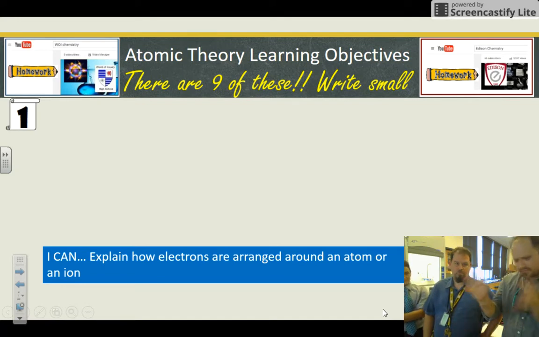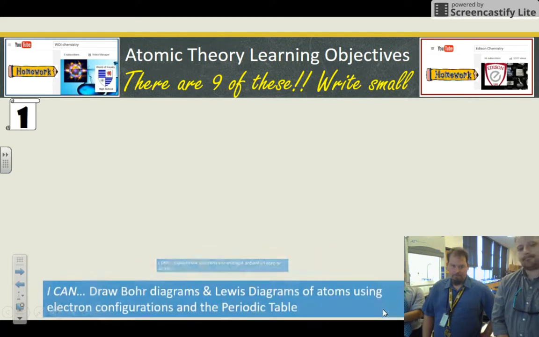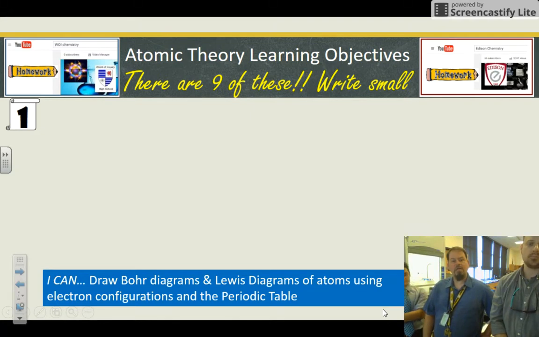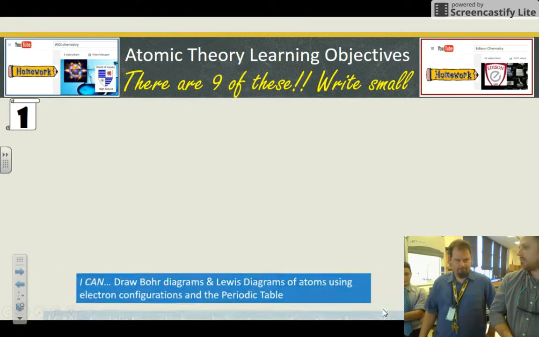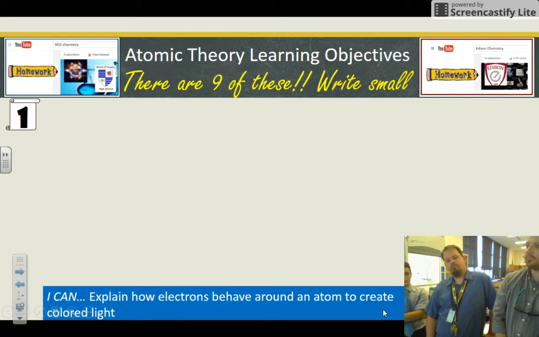I can explain how electrons are arranged around an atom or an ion. How do they fit in their spots? And I can draw Bohr diagrams and Lewis diagrams of atoms using electron configurations and that handy dandy periodic table. There are two different kinds, so you've got to know how to do each.